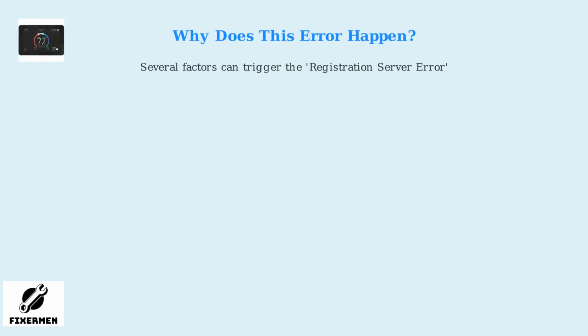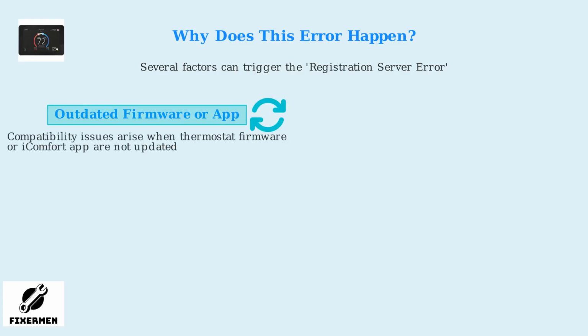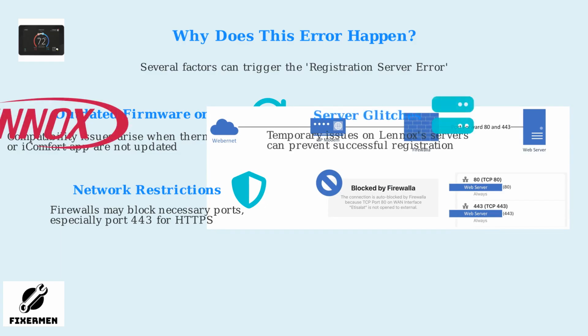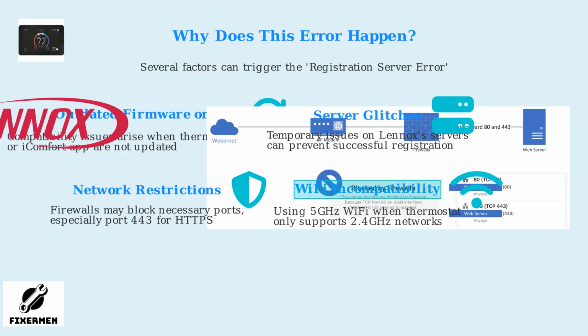The most common causes include outdated thermostat firmware or iComfort app, network restrictions like firewalls blocking necessary ports, especially port 443 for HTTPS, or temporary glitches on Lennox's servers. Another cause can be incompatibility issues, such as using a 5 GHz Wi-Fi network when the thermostat only supports 2.4 GHz. Before trying more complex fixes, start with these basic troubleshooting steps.